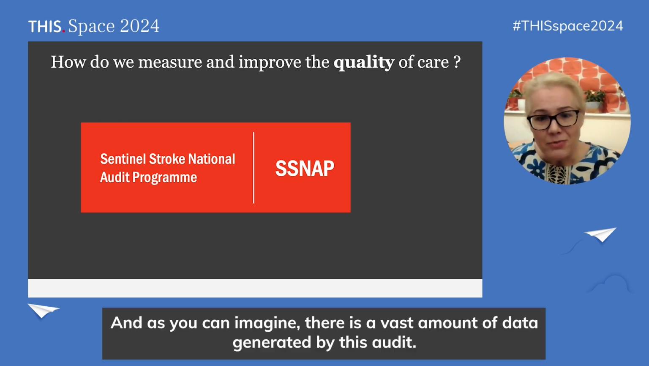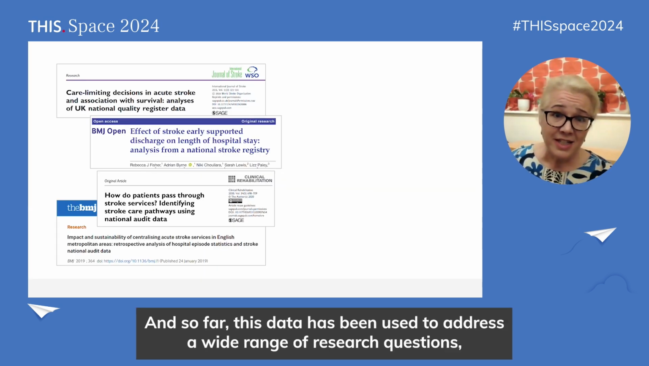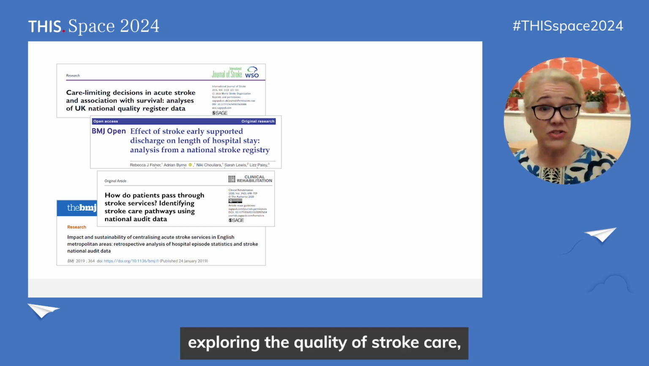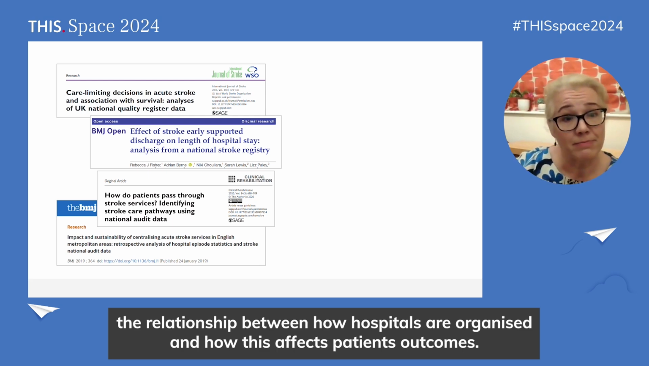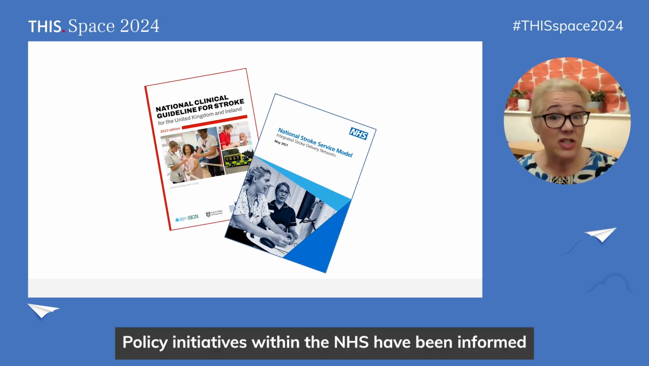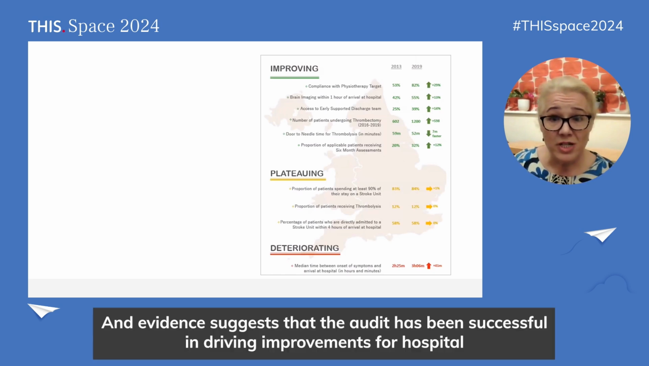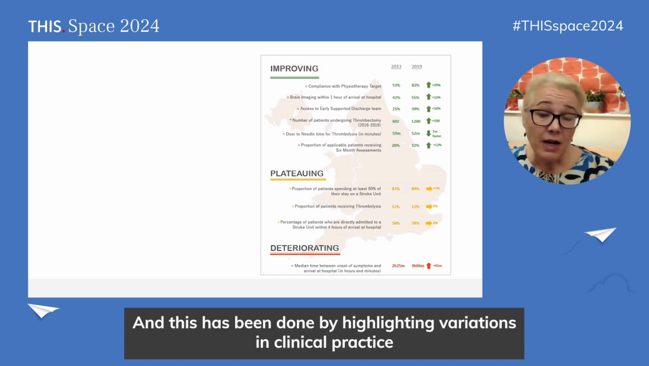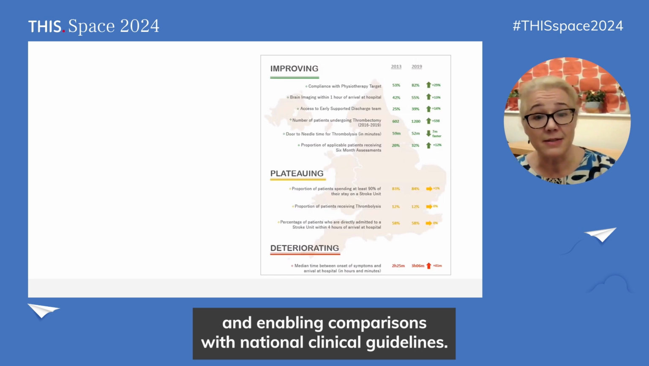And as you can imagine, there is a vast amount of data generated by this audit. And so far, this data has been used to address a wide range of research questions, exploring the quality of stroke care, the relationship between how hospitals are organised, and how this affects patients' outcomes. Policy initiatives within the NHS have been informed by the audit, including national stroke strategy and models of service delivery. And evidence suggests that the audit has been successful in driving improvements for hospital-based stroke care. And this has been done by highlighting variations in clinical practice and enabling comparisons with national clinical guidelines.